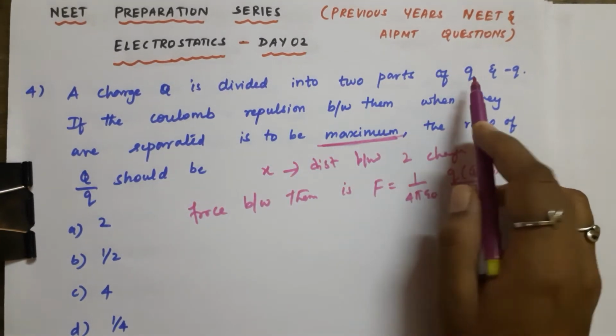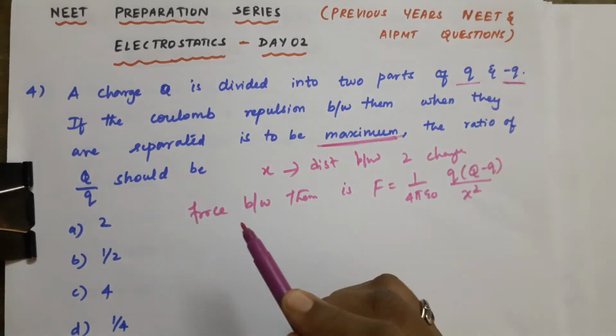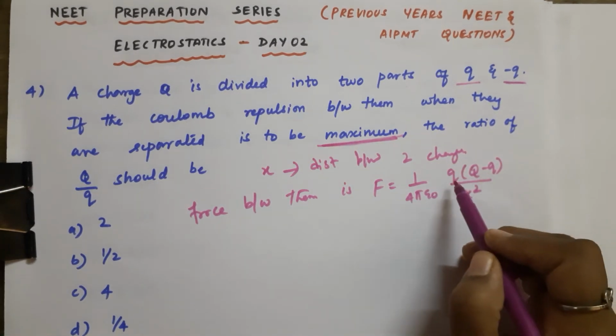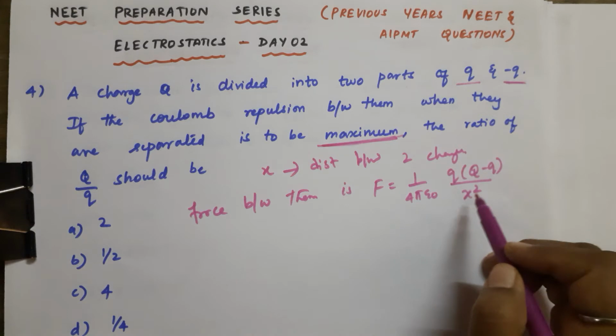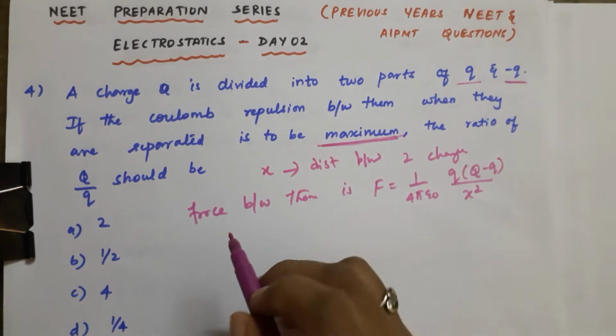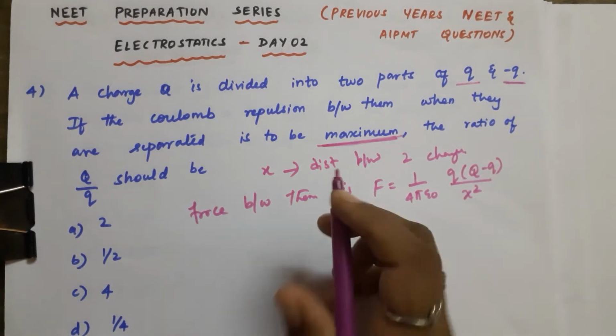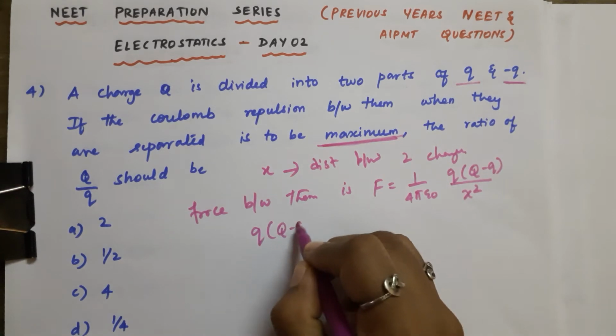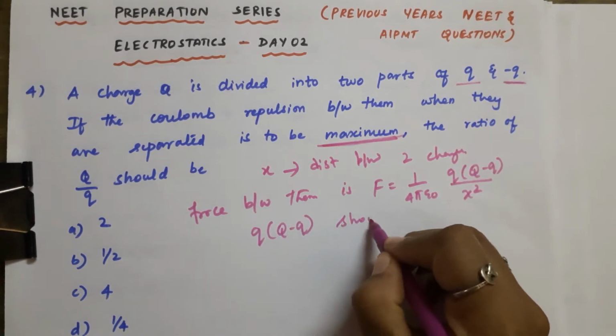Two parts of q and Q minus q. So we are taking Q1 as q, Q2 as Q minus q, by x square. If x is a constant, so for maximum force, q and Q minus q product should be maximum, right?